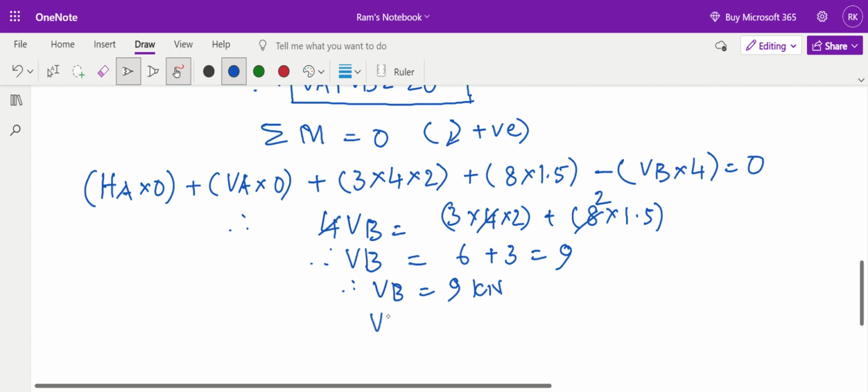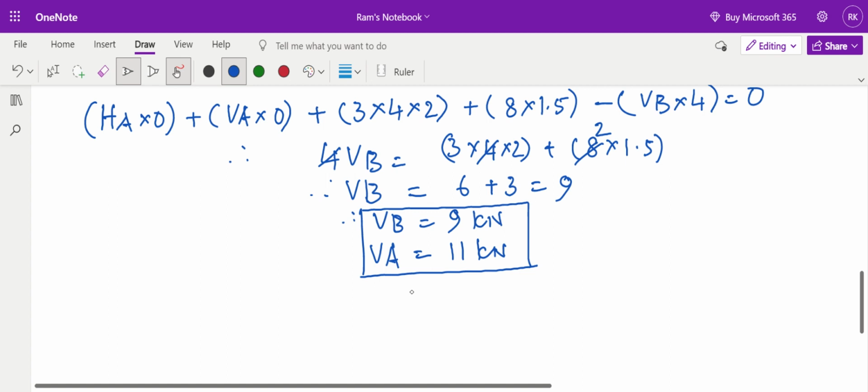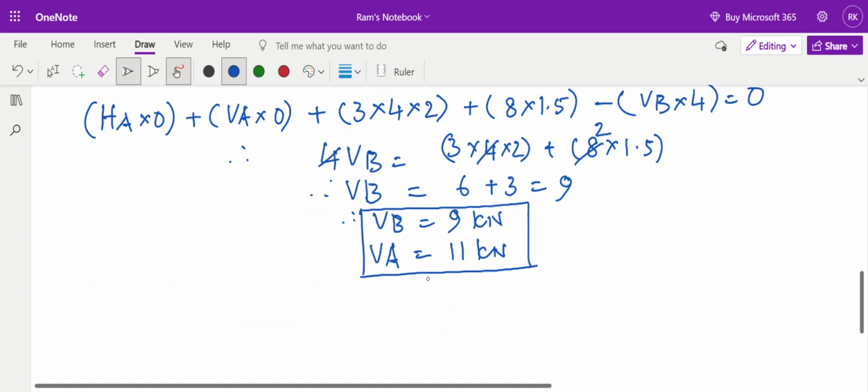Therefore, from the above equation, since VA plus VB is equal to 20, VA is equal to 11 kilonewton. That is how I got all the three unknown reactions by using equations of equilibrium alone. This is a determinate structure. VB is equal to 9 kilonewton, and therefore since VA plus VB is equal to 20, I got VA equal to 11 kilonewton. So I got all the three unknown reactions.